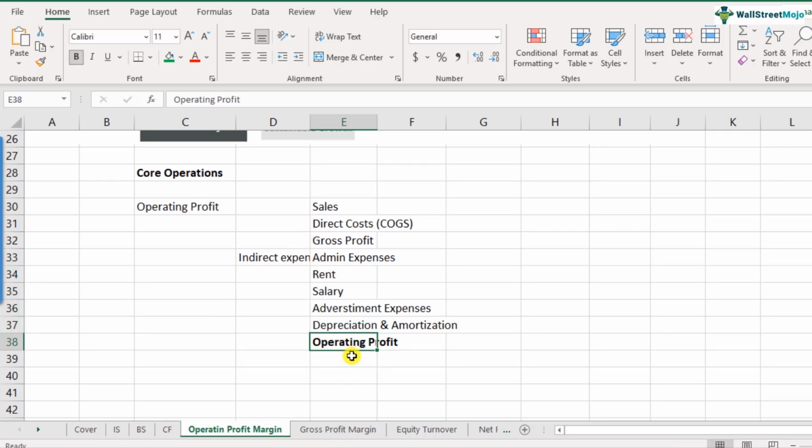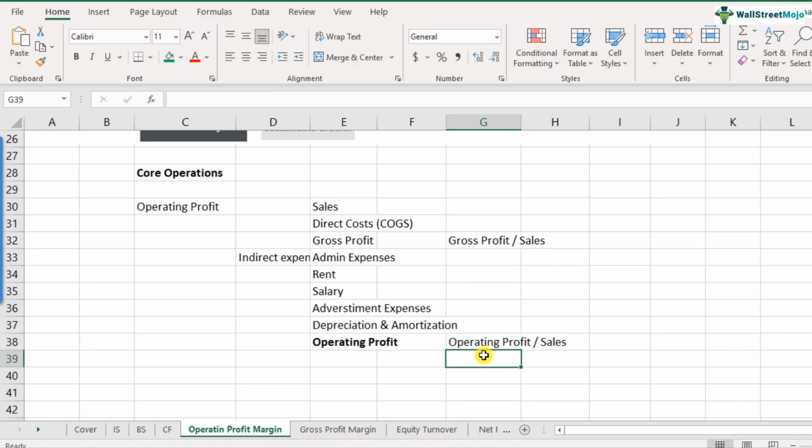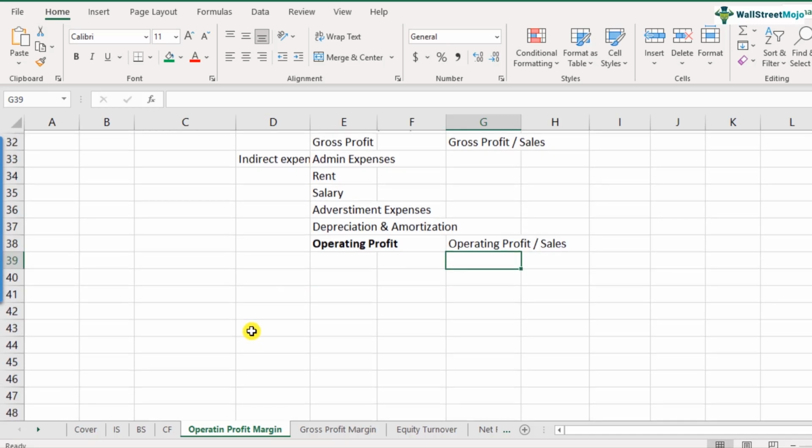Operating profit we generate by deducting direct costs as well as indirect costs from sales. And the indirect costs include admin expense, rent, salary, advertisement expense, depreciation and amortization, and there could be many others too. So once we have the operating profit, finding operating profit margins shouldn't be difficult. How did we find the gross profit margins? Gross profit margin was gross profit divided by sales, right? So how can we calculate the operating profit margins? It will be operating profit divided by sales.